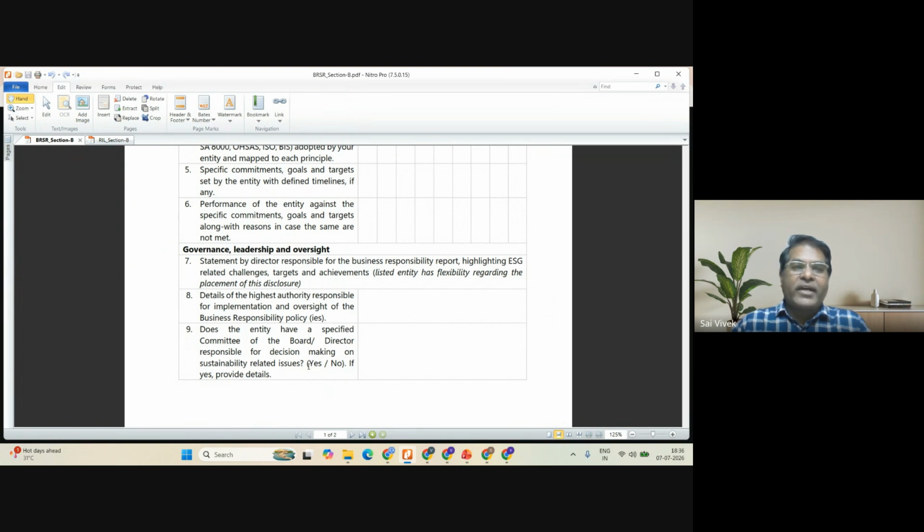Coming to the next one, the ninth one: does the entity have a specified committee of the board of directors responsible for decision making on sustainability related issues? So is there a board for this? Are there board members who do this? Is it just one person sitting there, or does he have a team of people who does this? And who is that team?